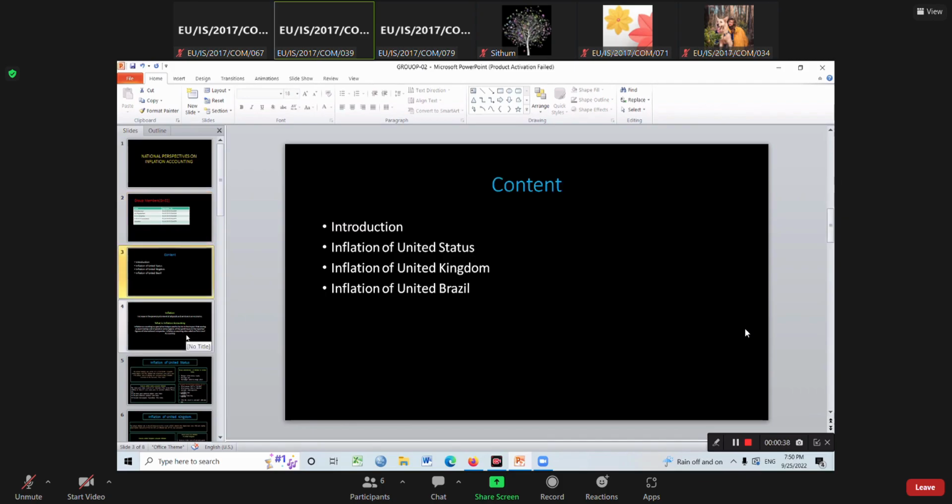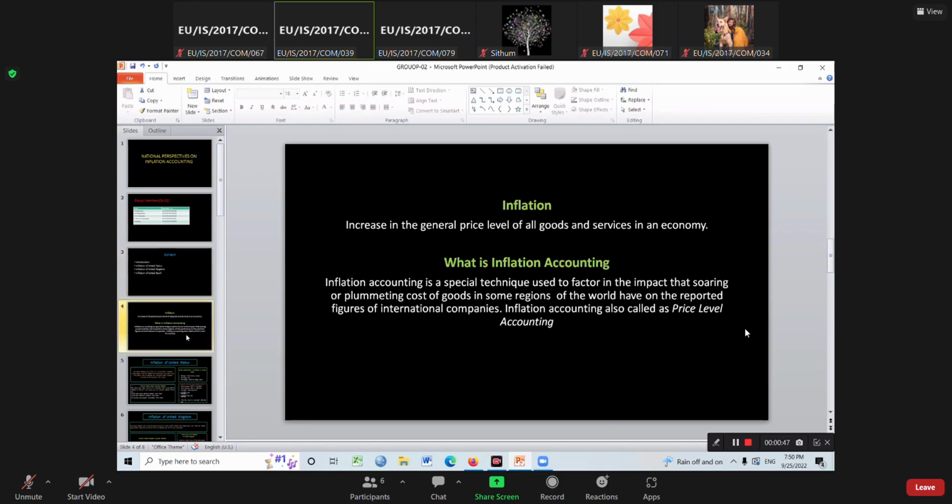Under the main topic, today we are going to talk about inflation, inflation accounting and inflation of US, UK and Brazil. First, we talk about inflation. It means increasing the general price level of all goods and services in an economy. Inflation is sometimes classified into three types as demand pull inflation, cost push inflation and built-in inflation. The most commonly used inflation indexes are the Consumer Price Index and the Wholesale Price Index.